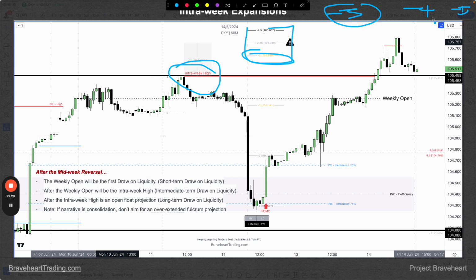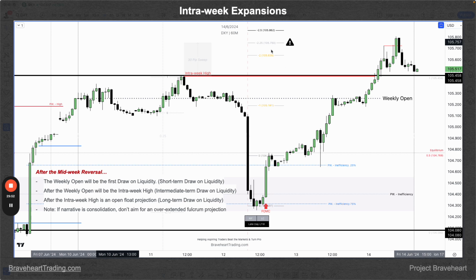But this is consolidation. So it would take out the high and then snap back within. So you want to respect that. And you don't want to try to force your will onto the market when it demands you to be trading with a more consolidation type style. Okay? So just be careful of that. And we can see we have a 30 pip sweep above the high, and the Fulcrum swing projection overlaps right about the high here, and that's where we close the week beautifully.